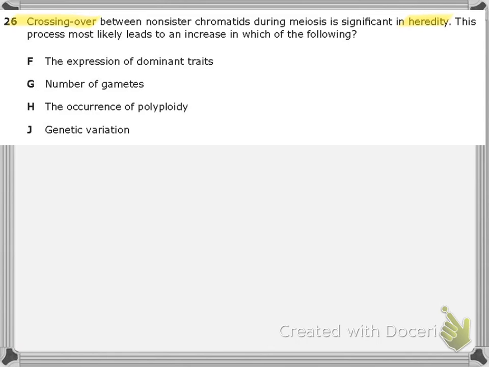So you'd see a whole lot of people with very similar traits. So let's say out of 1 million people, 900,000 of them would have black hair. That's not good. That's not good for variety anyway. So no. Let's get rid of F.